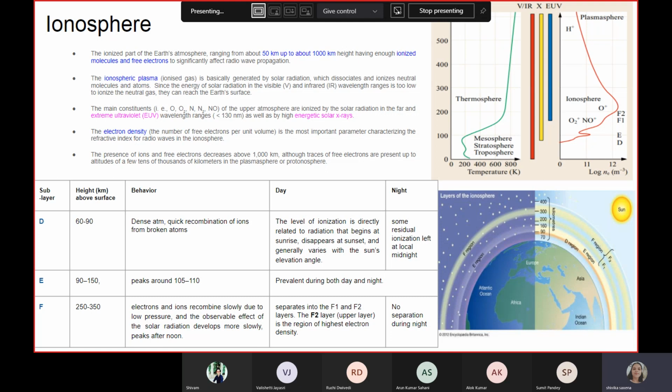Any doubt here? You can ask. Ma'am, that F layer, why is low pressure there? Low pressure is there because it is at the topmost height. With height, the pressure decreases. This is a natural phenomenon in physics. As you go upwards, the pressure will decrease. That is why low pressure.